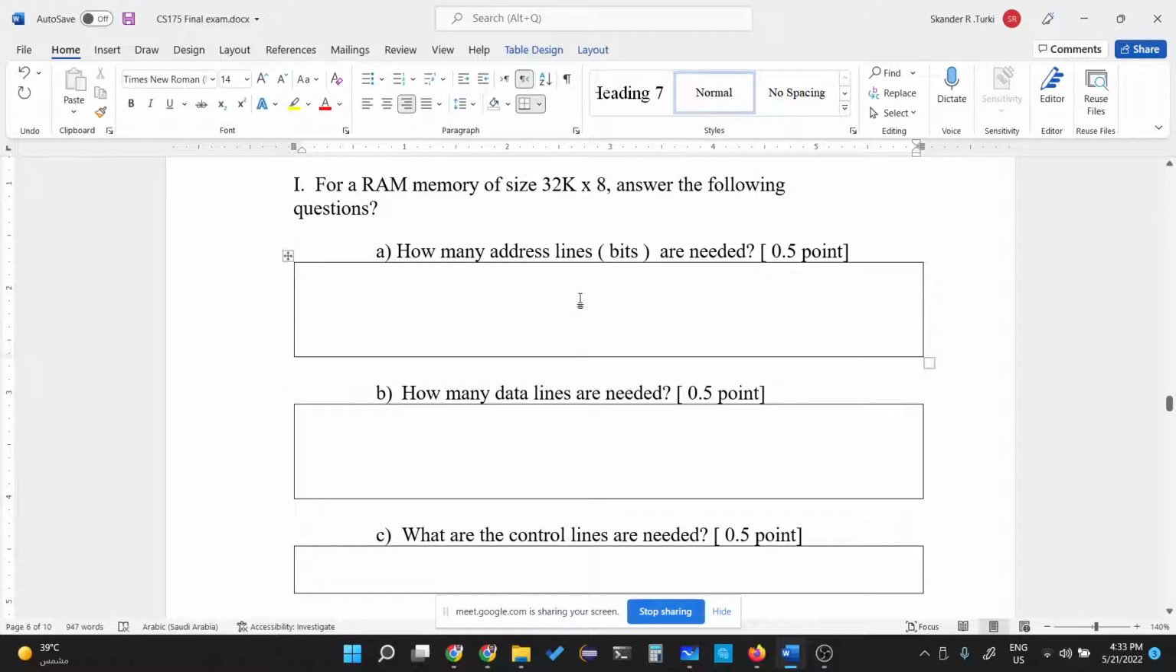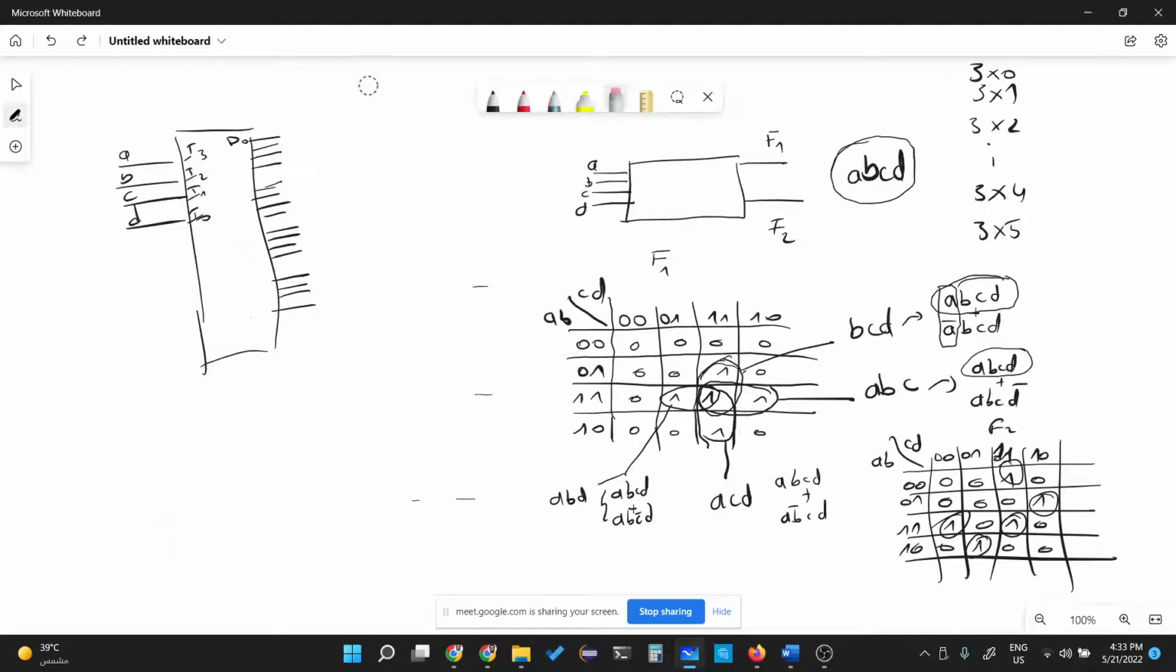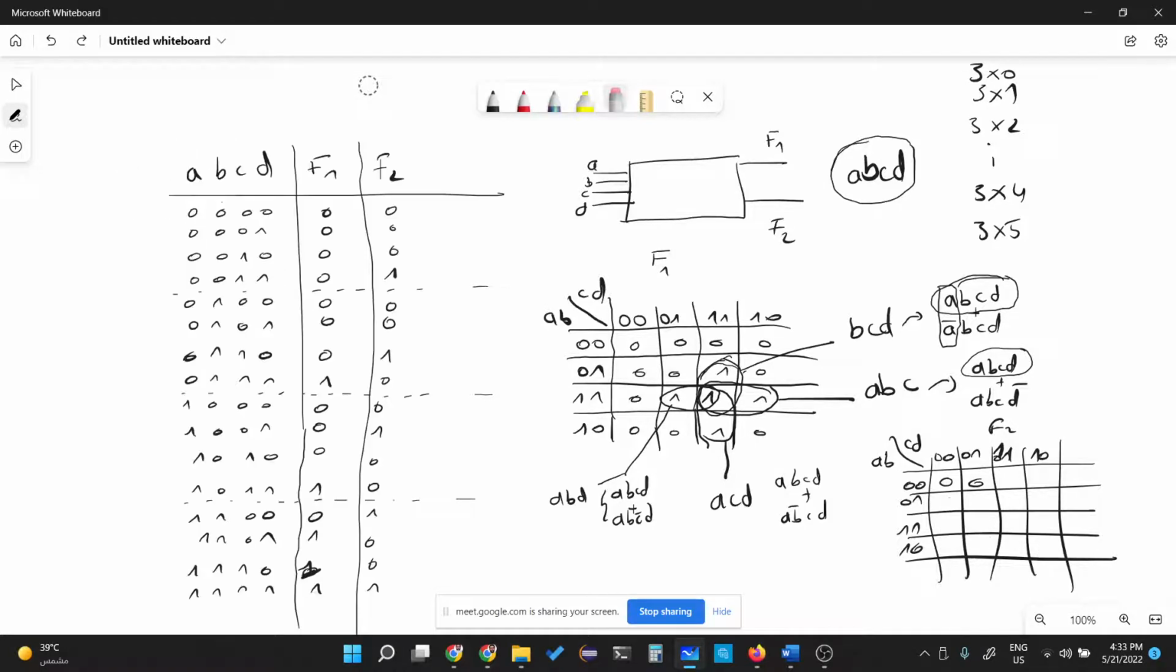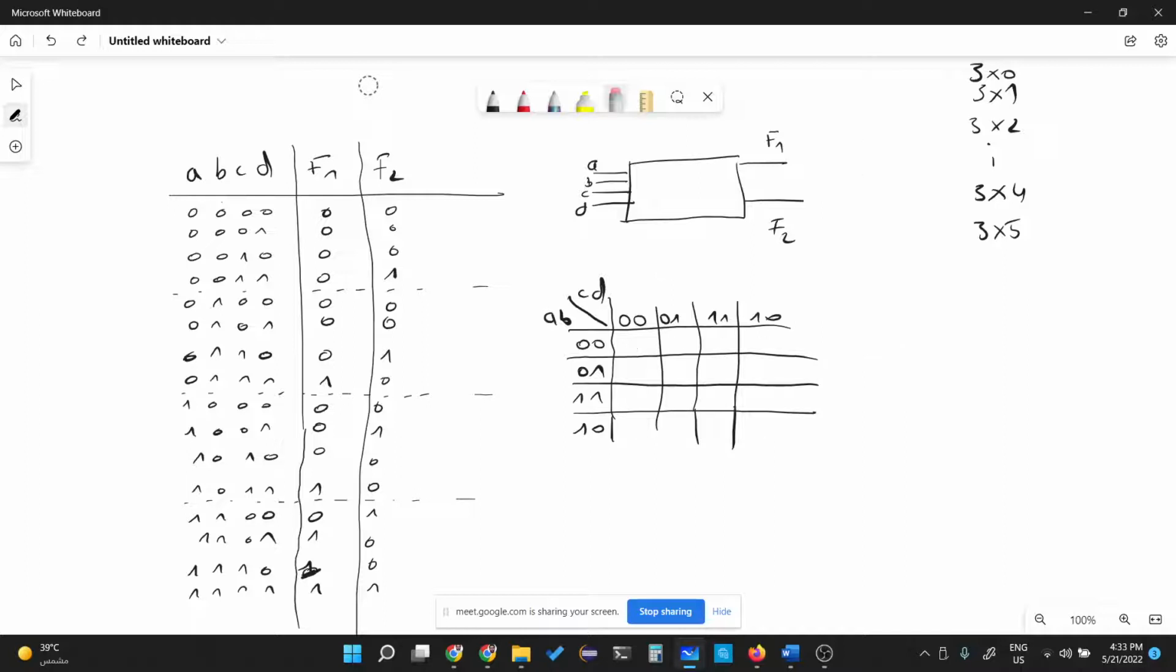For A, how many address lines? So 32K. It's supposed to be 2 to the power something that equals 32K. 2 to the power something equals 32, right?